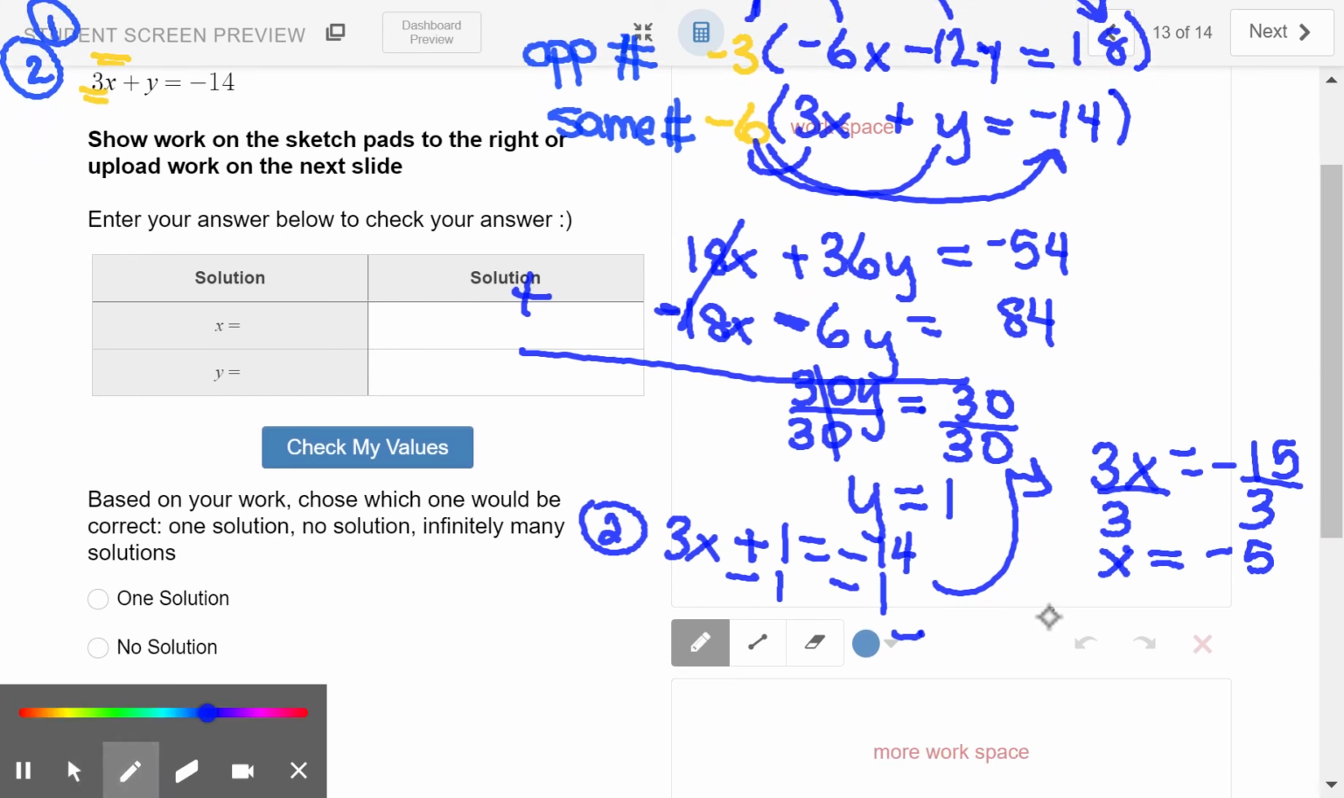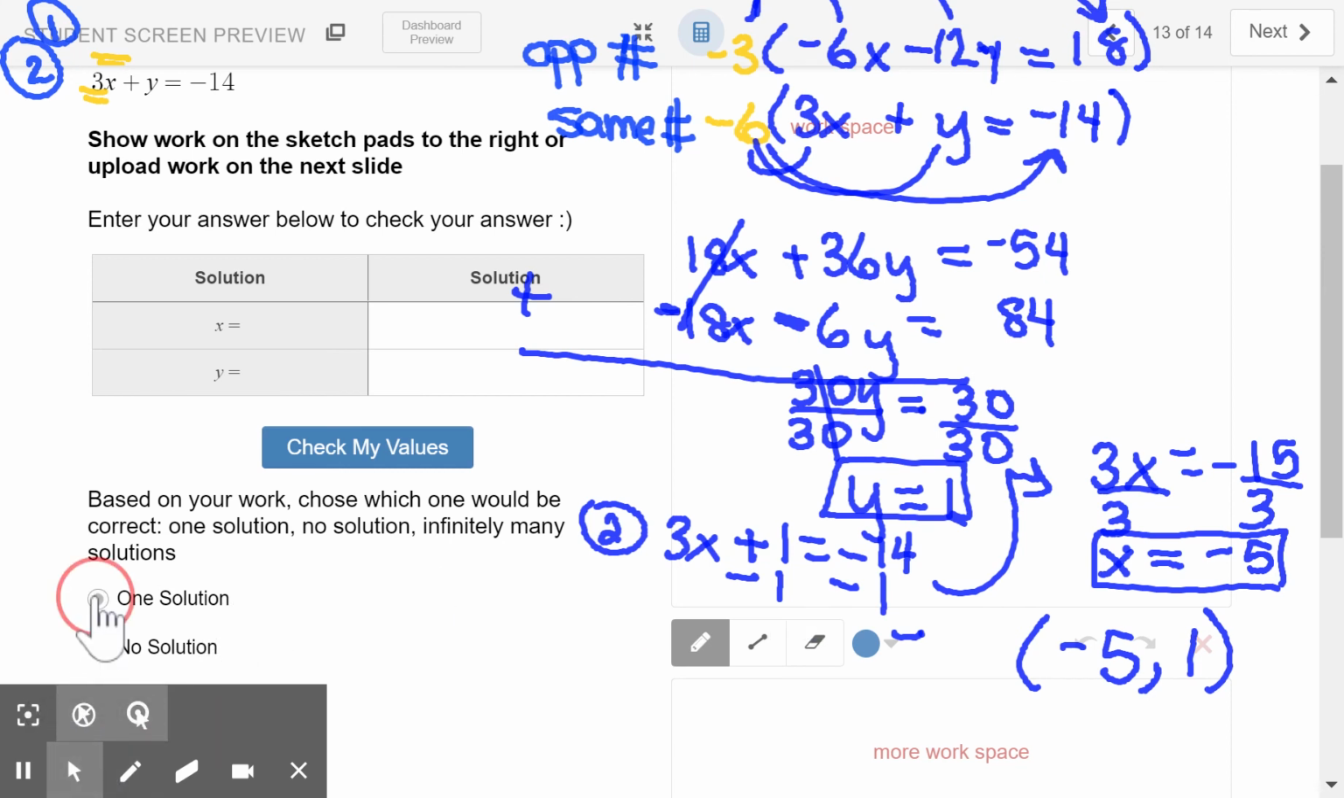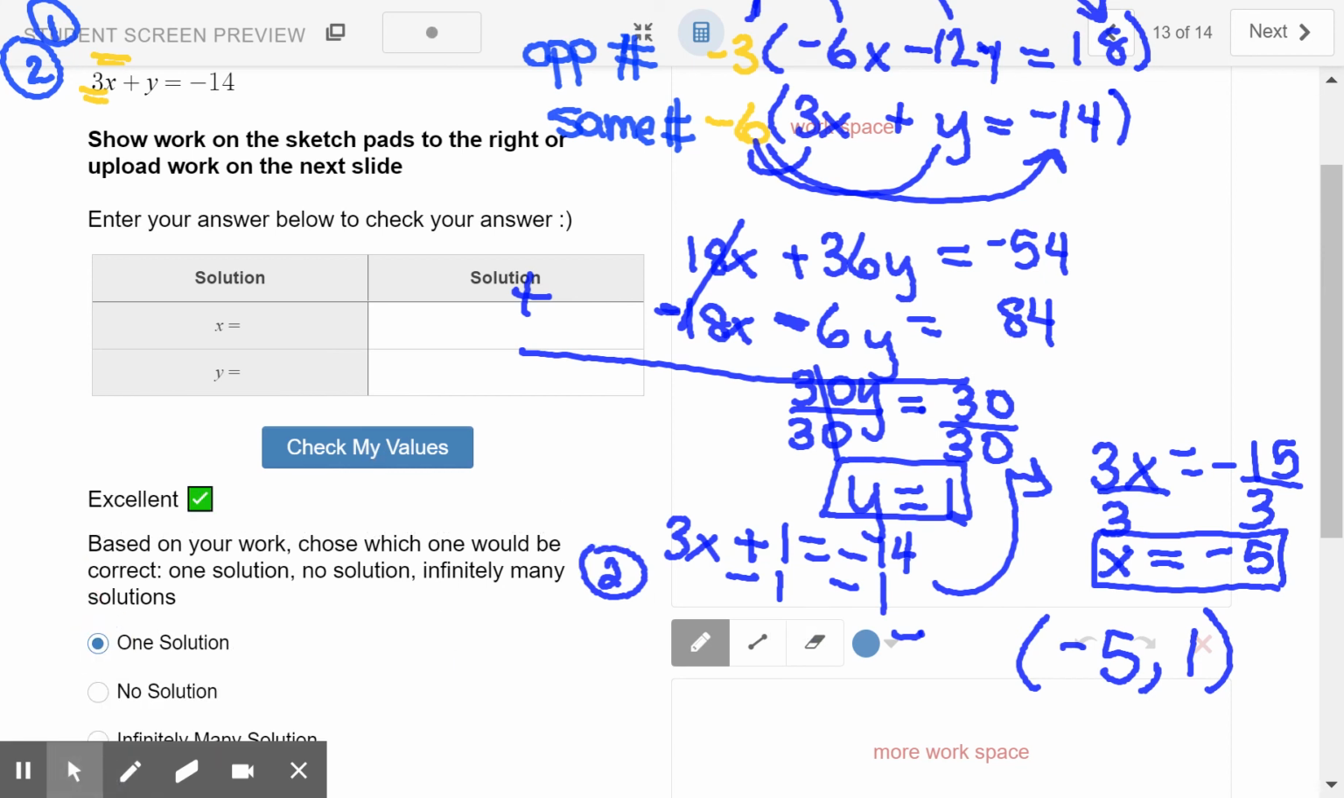So we have an ordered pair. We have x, which is our negative 5, and then we have our y, which was 1. So make sure at the end you put it in an ordered pair. Since it's an ordered pair, it's one solution. And then we have negative 5, we have 1. Let's check. All right, we did it correctly.